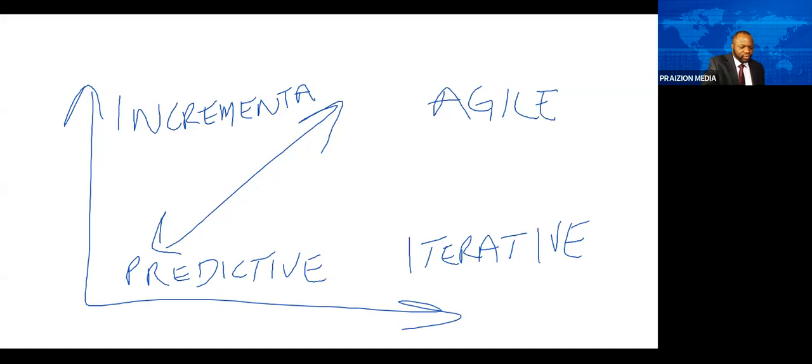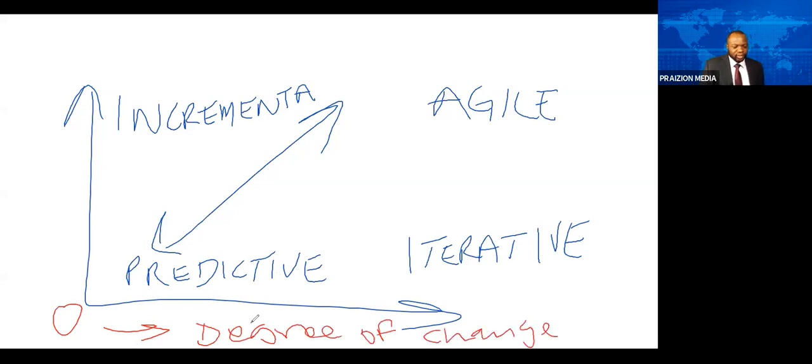So if that is a 0 point, we're talking about degree of change there. In other words, they're showing you that the degree of change is much more in the world of Agile and Iterative. And then that way you can see the frequency of delivery. So what are they saying here?